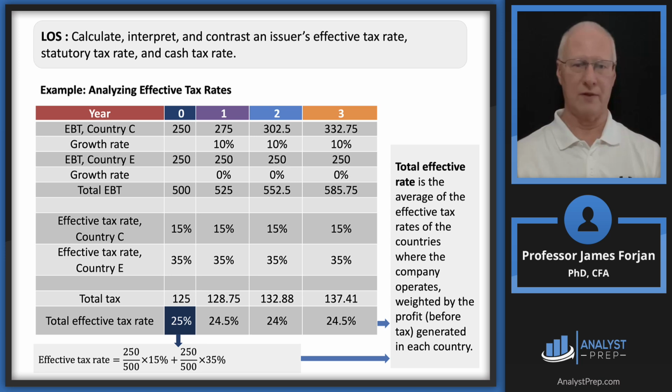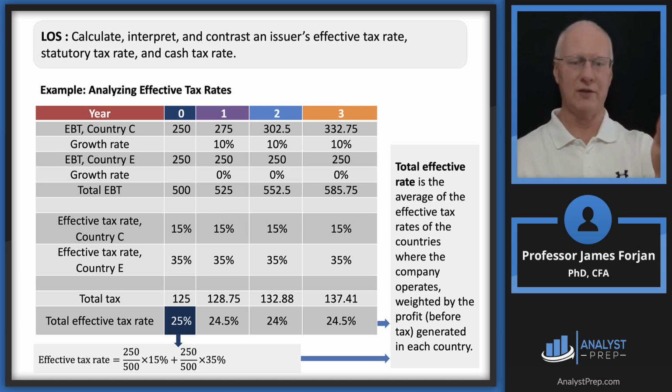So then what happens? Then we've got this total earnings before taxes, 525, 552, 585. There's the effective tax rates, 15% in country C, 35% in country E. There's the total tax. So the question is, how do we compute the total effective tax rate? And you guys are going to love this here. So look down at the bottom. It is simply a weighted average.